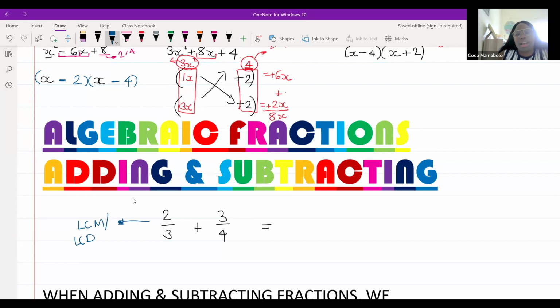So if we think about this, which number can 3 and 4 both go into? It's not 6 because 4 can't go into 6. It's not 8 because 3 can't go into 8. It has to be 12, right? Because I can divide 12 by 3 and I can divide 12 by 4.